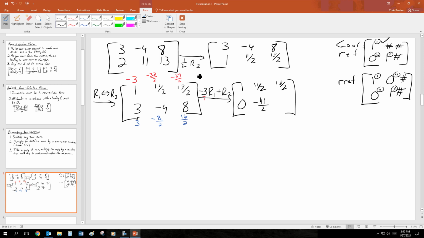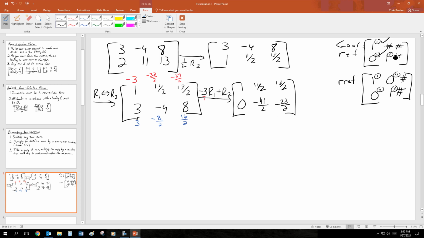Ooh, this is going to come out ugly. All right. -39 and +16, -23 halves. And like I said, I made no effort to make this look pretty. This is not surprising. It's coming out quite ugly, but that's all right. So now I have my second goal done.